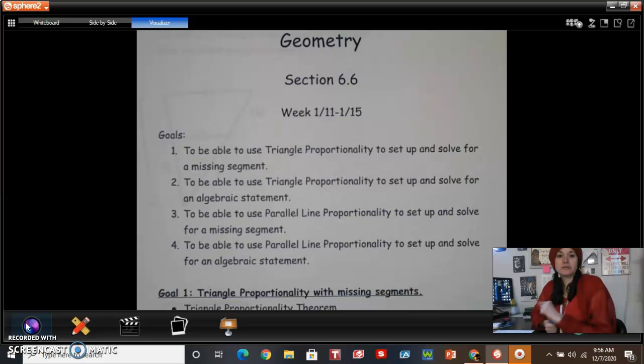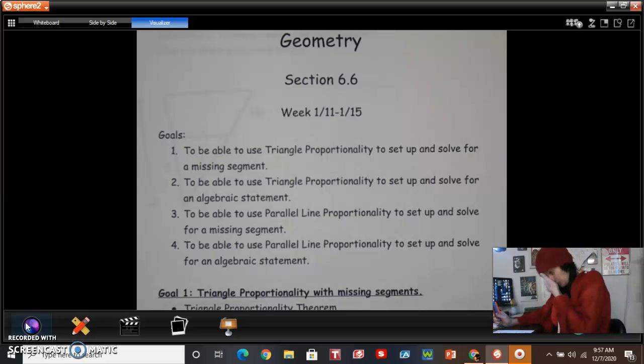All right, so we have 4 goals. Our first goal is to be able to use the triangle proportionality to set up and solve for missing side lengths. Second one is to be able to use the triangle proportionality to set up and solve for algebraic statements. The third is to be able to use parallel lines proportionality to set up and solve for missing segments. And then the fourth one is parallel lines proportionality with algebra.